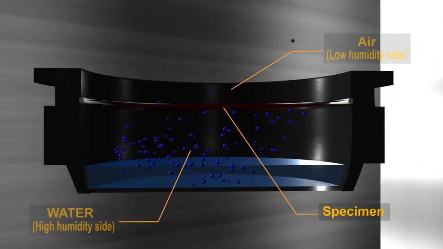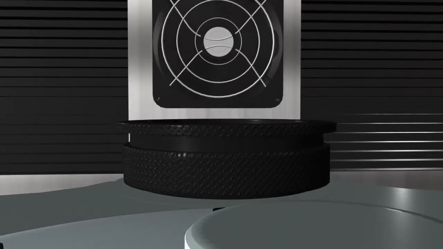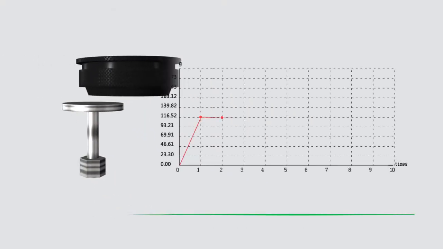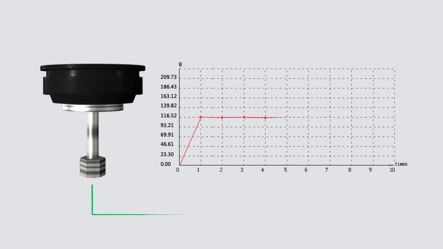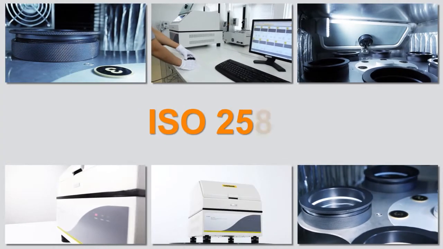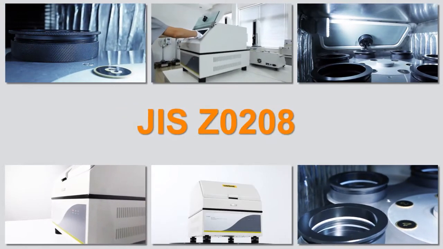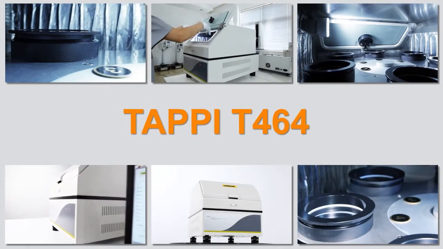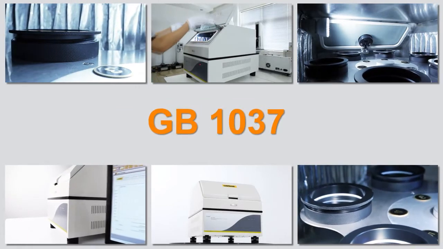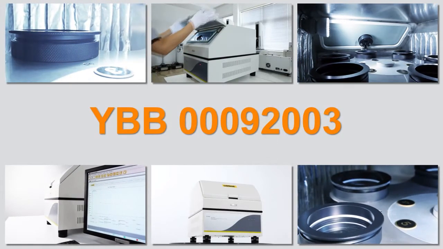W3060 works by firstly establishing a specific humidity difference across the specimen. The water vapor molecules permeate from the high humidity side to the low humidity side. The water vapor transmission rate and other parameters are then obtained by detecting and calculating the weight changes of testing cups through time. The testing principle complies with ASTM E96, ISO 2528, DIN 53122-1, JIS Z0208, TAPPI T464, GB 1037, YBB 00092003, and other standards.